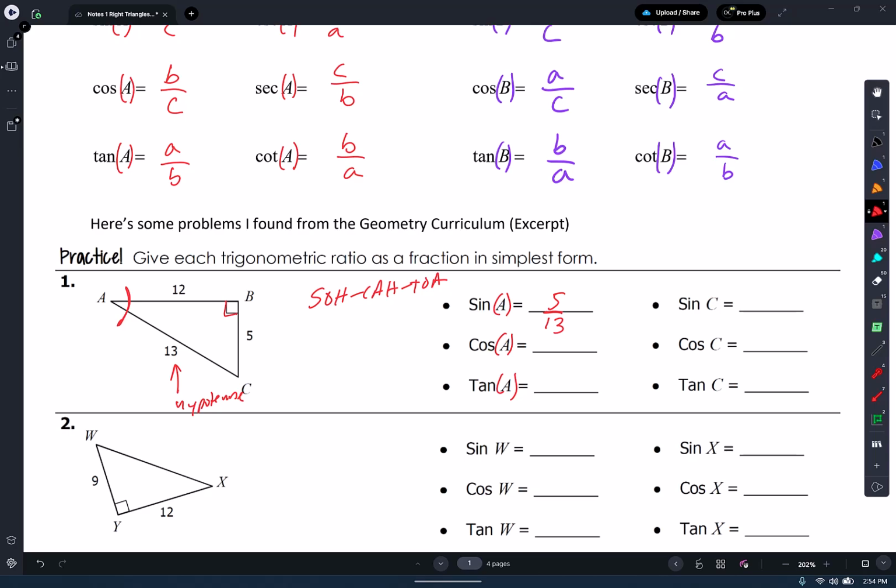Okay, cosine angle A. I'll go to angle A. What's cosine? It's what over what? 12 over 13. Here's 12 over 13. And then finally, tangent of angle A, opposite over adjacent. So what is it? 5 over 12.